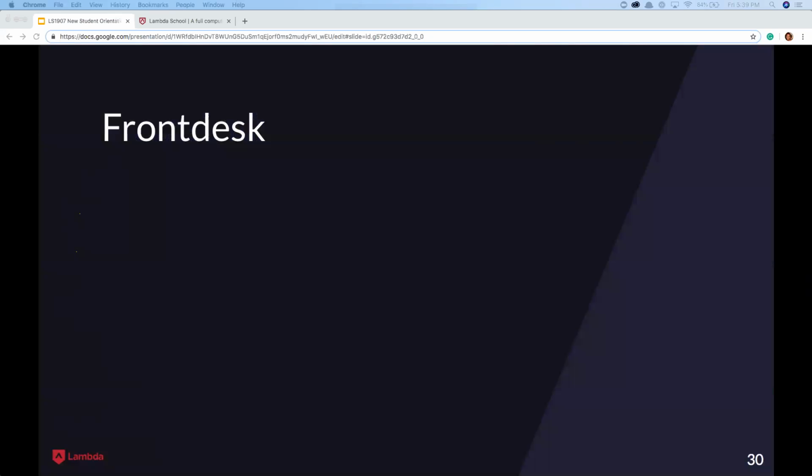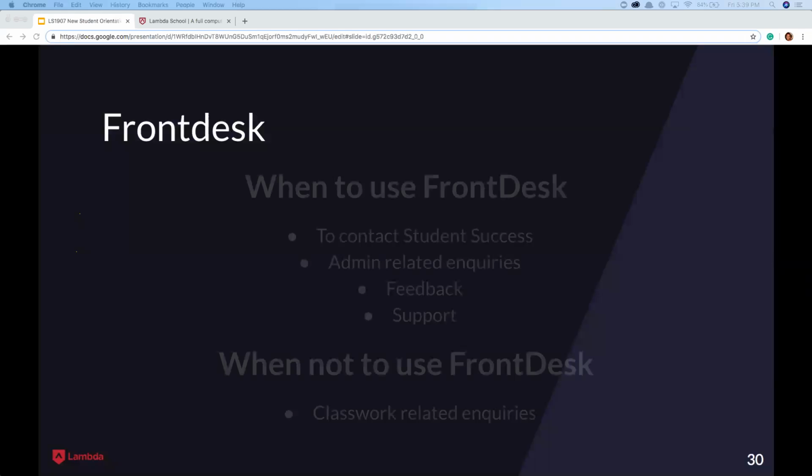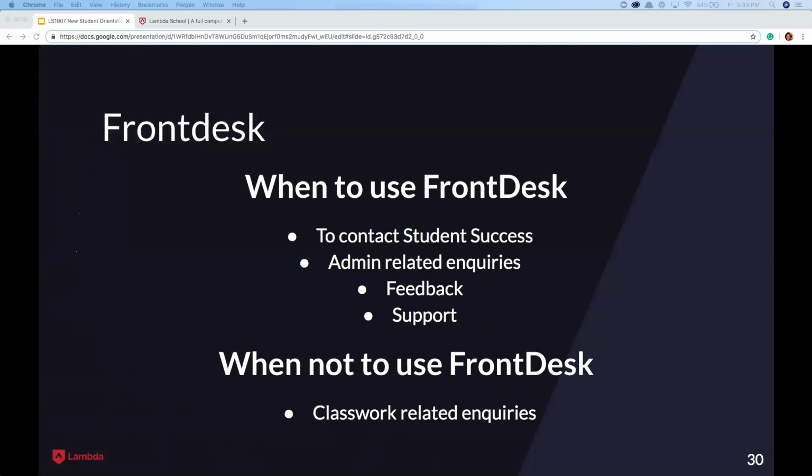All right, what's the front desk? I can tell you what the front desk is. The front desk is your way to contact Lambda School staff if you have questions about things that are not classwork related. All right, so this is your main point of contact for any feedback or any support. So you want to use front desk to contact me in student success if there are any admin related inquiries, if you have feedback, or if you need support. Don't use front desk if you have questions about your classwork. Go to your TL. They will be able to help you.